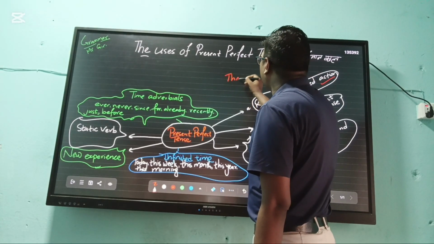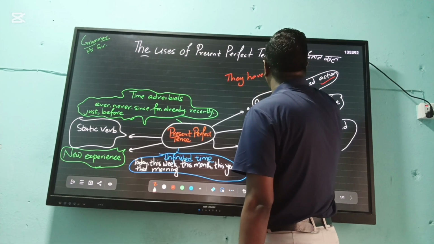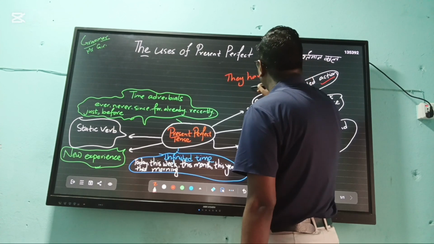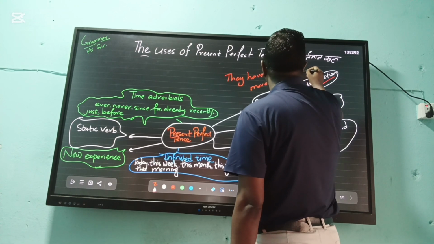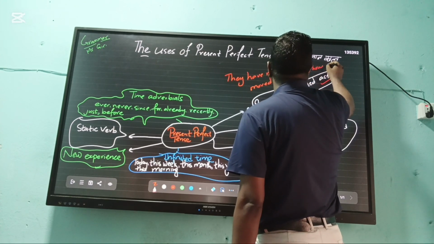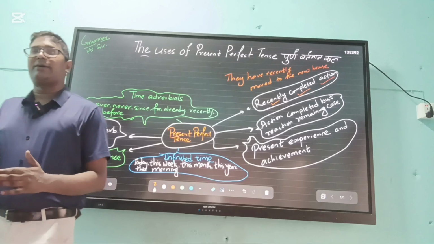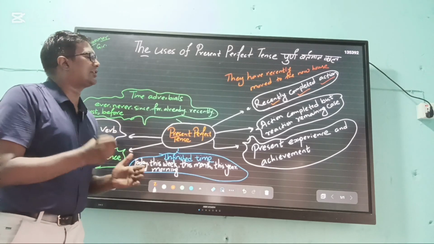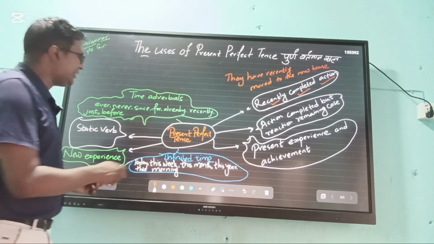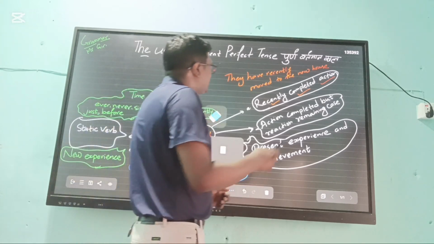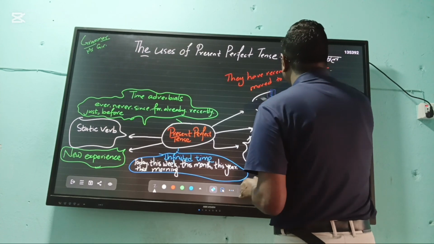They have recently moved to the new house. New house, that is the recent activity. Recently completed activities. जब हामी भर्खरै सकेको कामहरु कुरा गर्छौं त्यो बेलामा हामीले present perfect tense प्रयोग गर्छौं, recently completed action. So कहाँनिर use गर्दो रहेछौं, whenever we talk about the recently completed action.